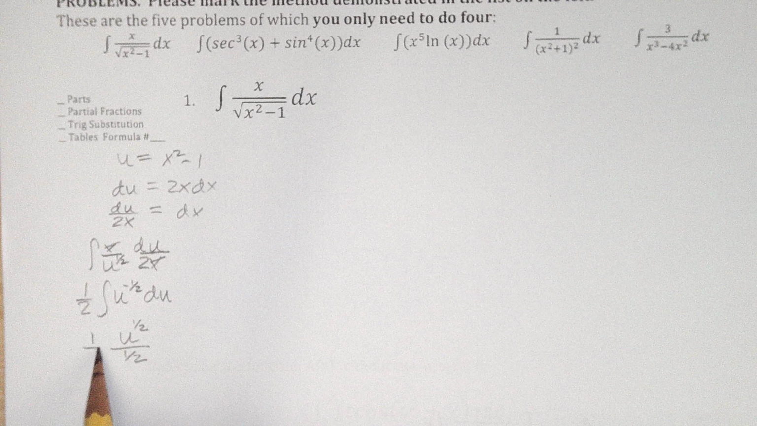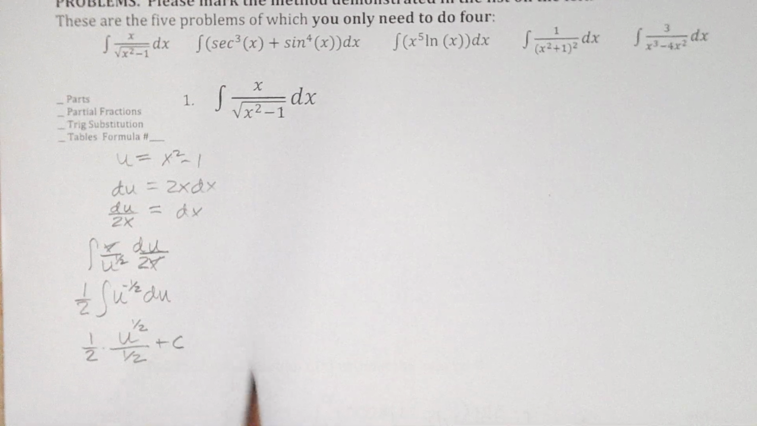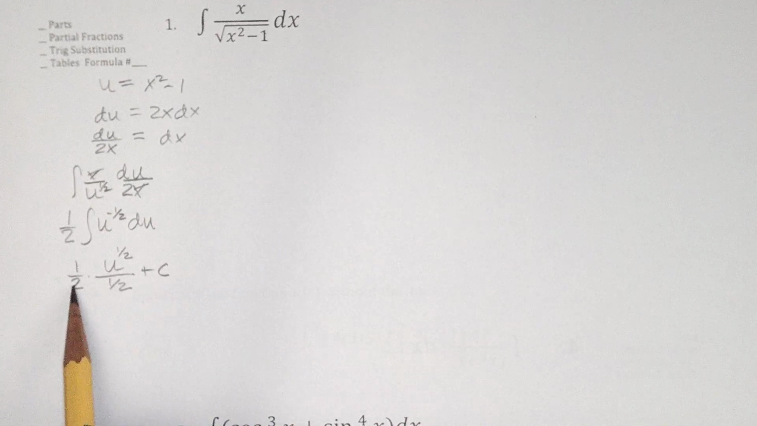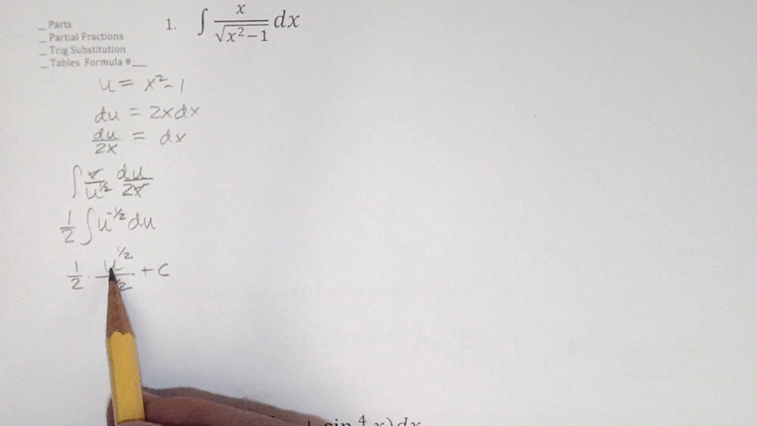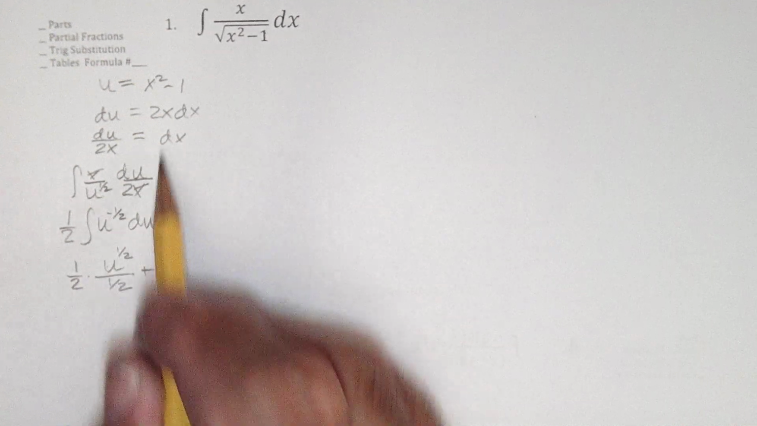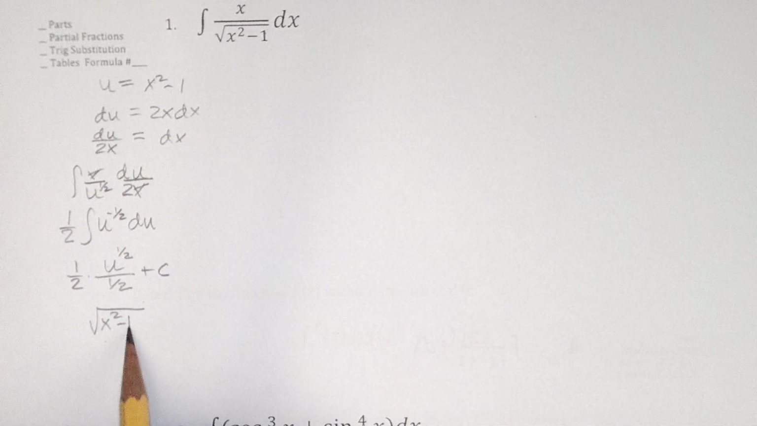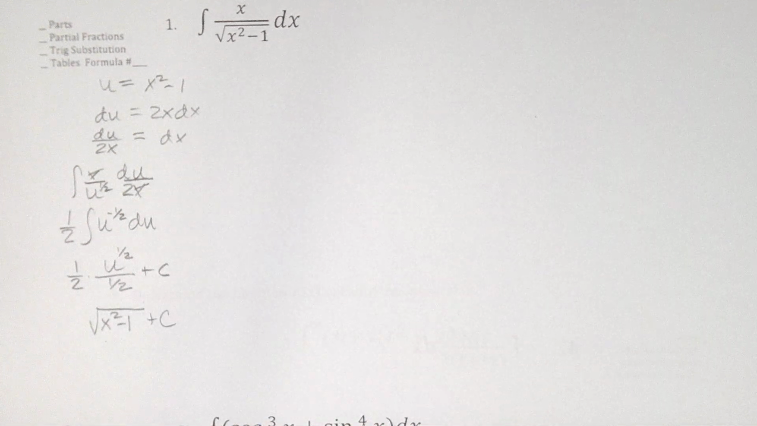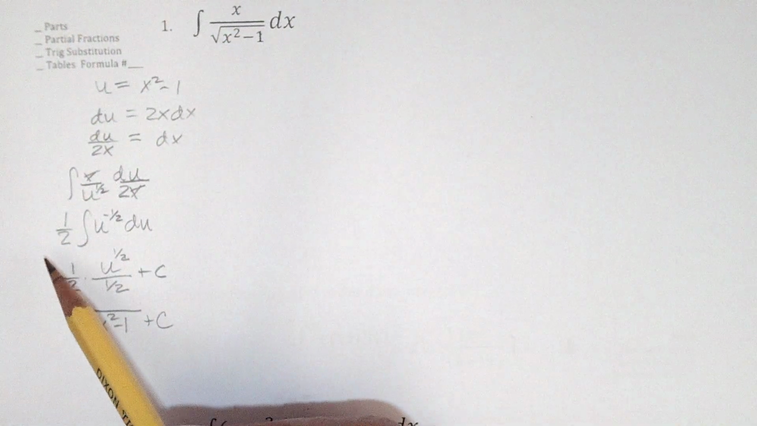And I've got times 1 over 2, plus c. And the 2 times 1/2 is 1, so I just get the u to the 1/2, or the square root of u. So this is the square root of x squared minus 1 plus c. So that's what the answer is. But that's not using one of the methods we need to do.